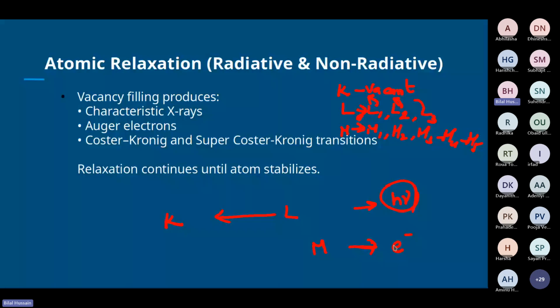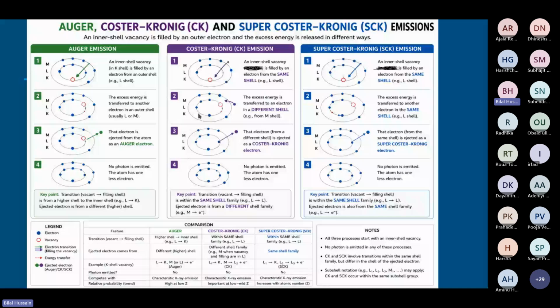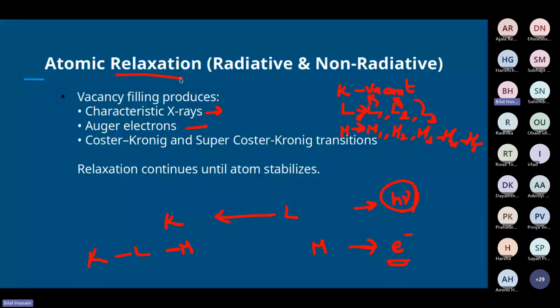So the K shell vacancy is filled by the L shell, but an M shell electron is emitted, and that emitted electron we call an Auger electron. That means the excess energy present in the atom is emitted as an electron from another shell of the atom. That's called Auger electrons. This is the difference between the shell binding energies. It's not always that one of the relaxation processes is characteristic X-ray emission. There are other emission processes like the Auger electron process.